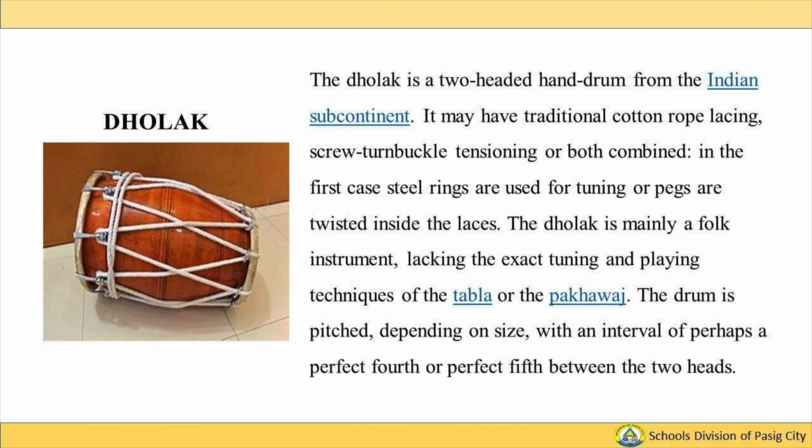The second instrument is the dulak. It is a two-headed hand drum from the Indian subcontinent. It may have traditional cotton rope lacing, screw turnbuckle tensioning, or both combined. In the first case, steel strings are used for tuning or pegs are twisted inside the laces. The dulak is mainly a folk instrument, lacking the exact tuning and playing technique of the tabla or the pakhawaj. The drum is pitched depending on size, with an interval of perhaps a perfect fourth or perfect fifth between the two heads.